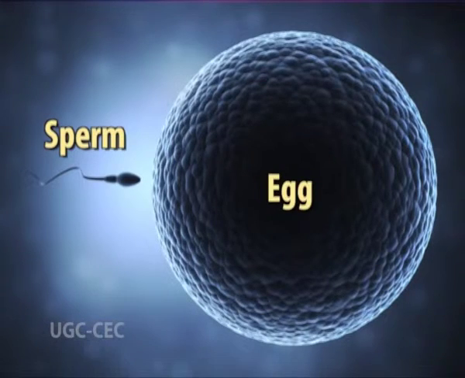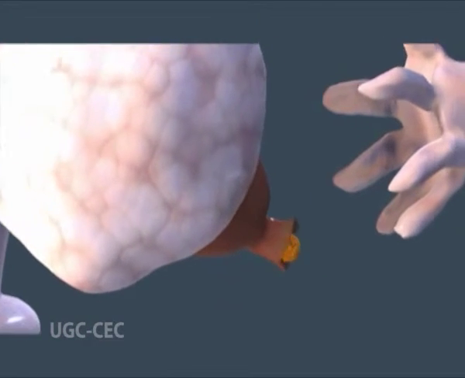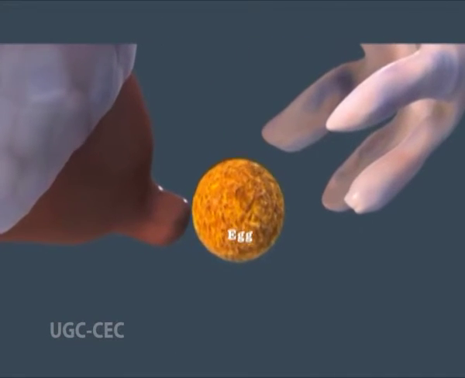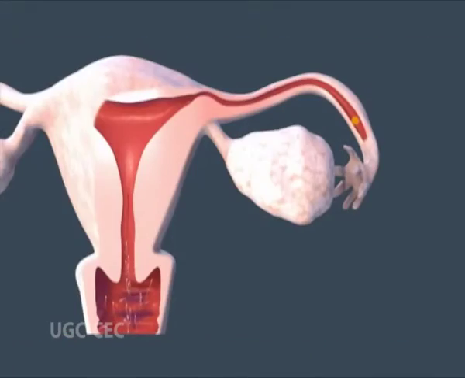The ova are larger than sperm and have formed by the time a female is born. Approximately every month, a process of oogenesis matures one ovum to be sent down the fallopian tube attached to its ovary in anticipation of fertilization. If not fertilized, this egg is flushed out of the system through menstruation.